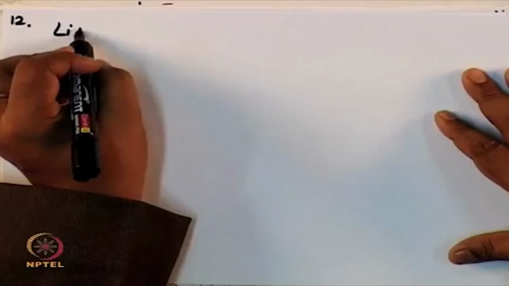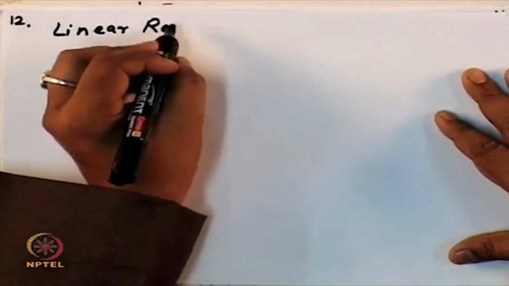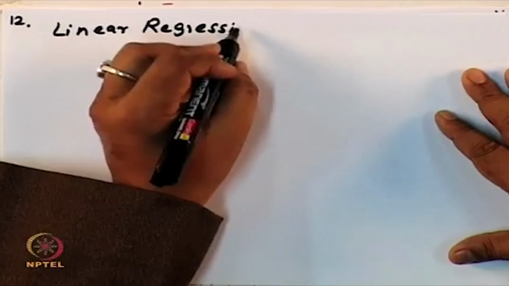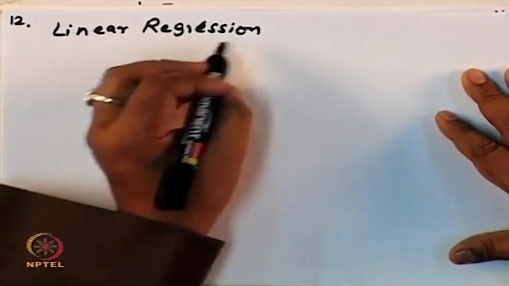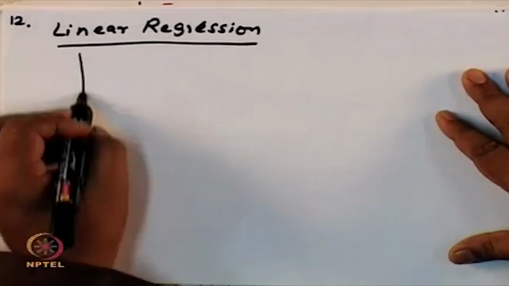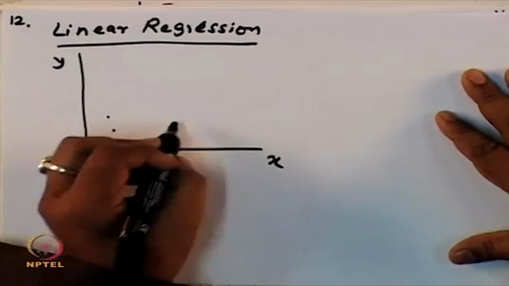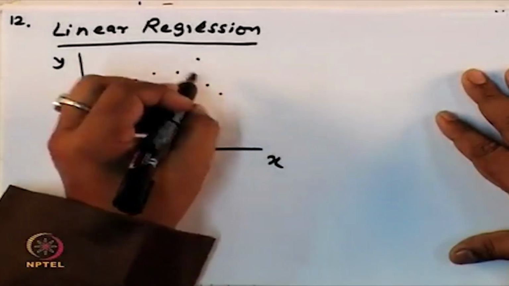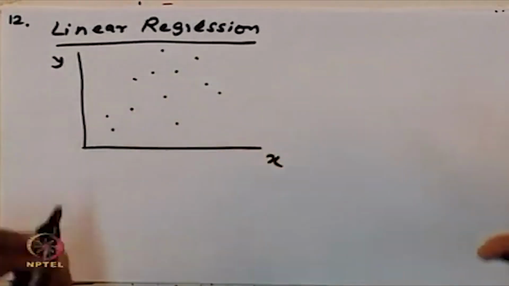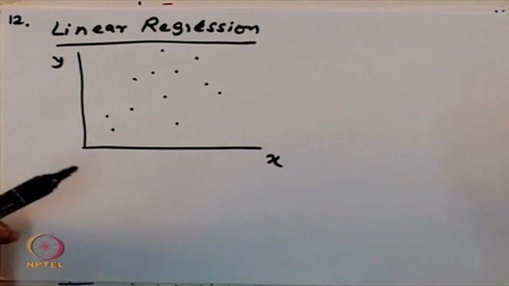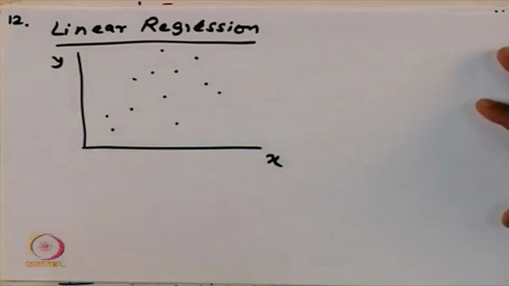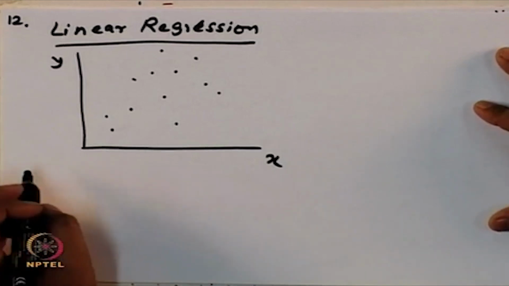So, we can also use ANOVA for linear regression, which we had done long back. What is linear regression? Imagine you have two variables x and y, and you plotted the points together. This is the raw data of x and y, and the question you wish to ask is, are x and y linearly related?